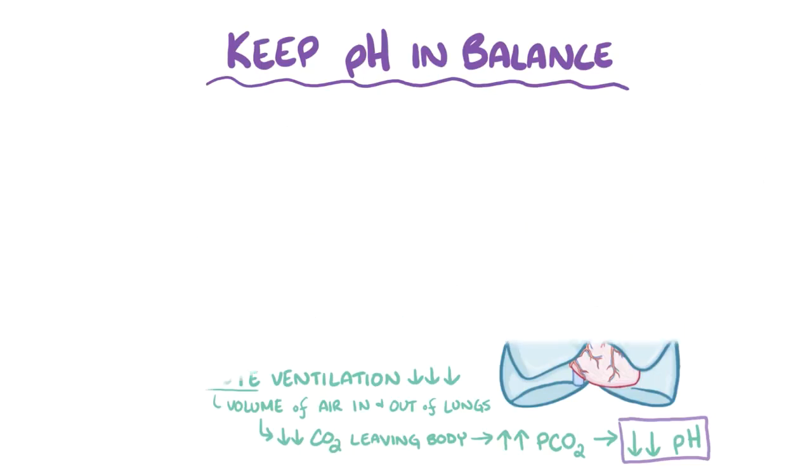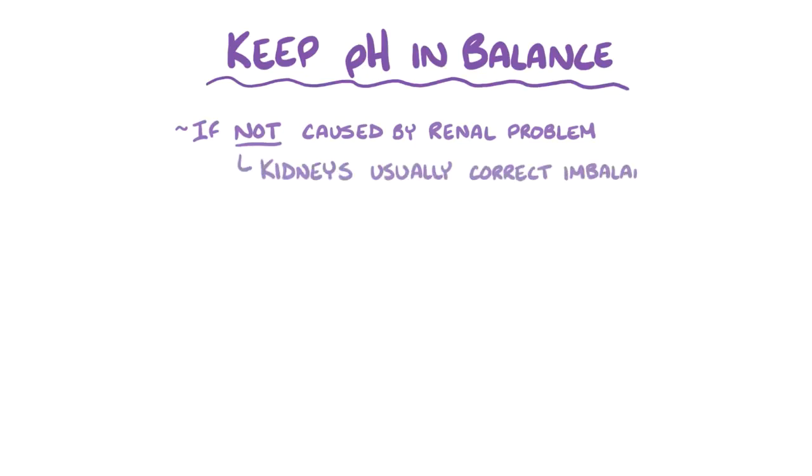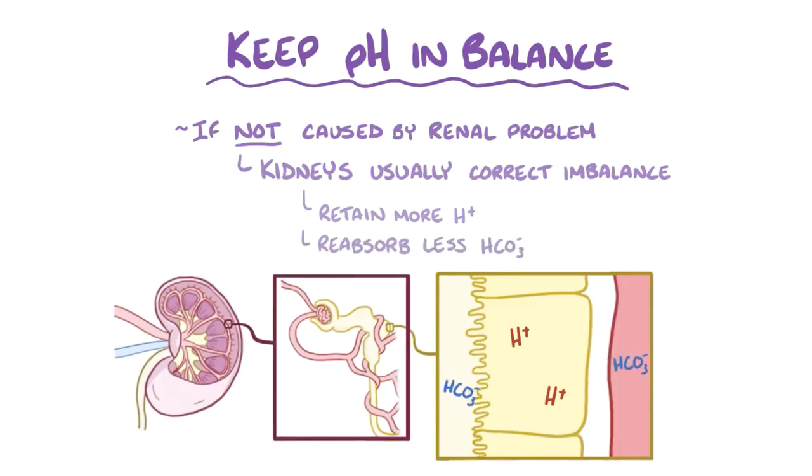A final mechanism is that if metabolic alkalosis isn't caused by some renal problem like the use of diuretics, or extracellular fluid volume contraction, then several days later the kidneys usually correct the imbalance. The kidneys retain more hydrogen ions while also reabsorbing less bicarbonate ions, so that it's more easily dumped into the urine.